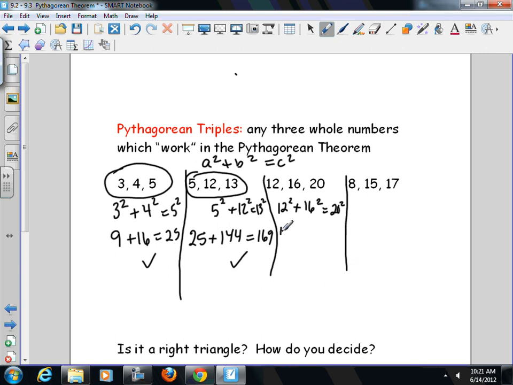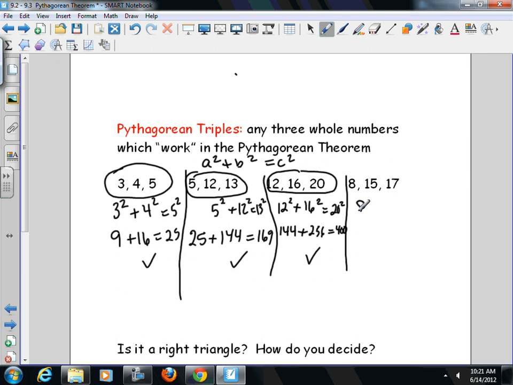Let's see, 12 squared is 144, 16 squared is 256, and 20 squared is 400. And is it true that 144 plus 256 gives you 400? Absolutely. So 12, 16, and 20 are Pythagorean triples.